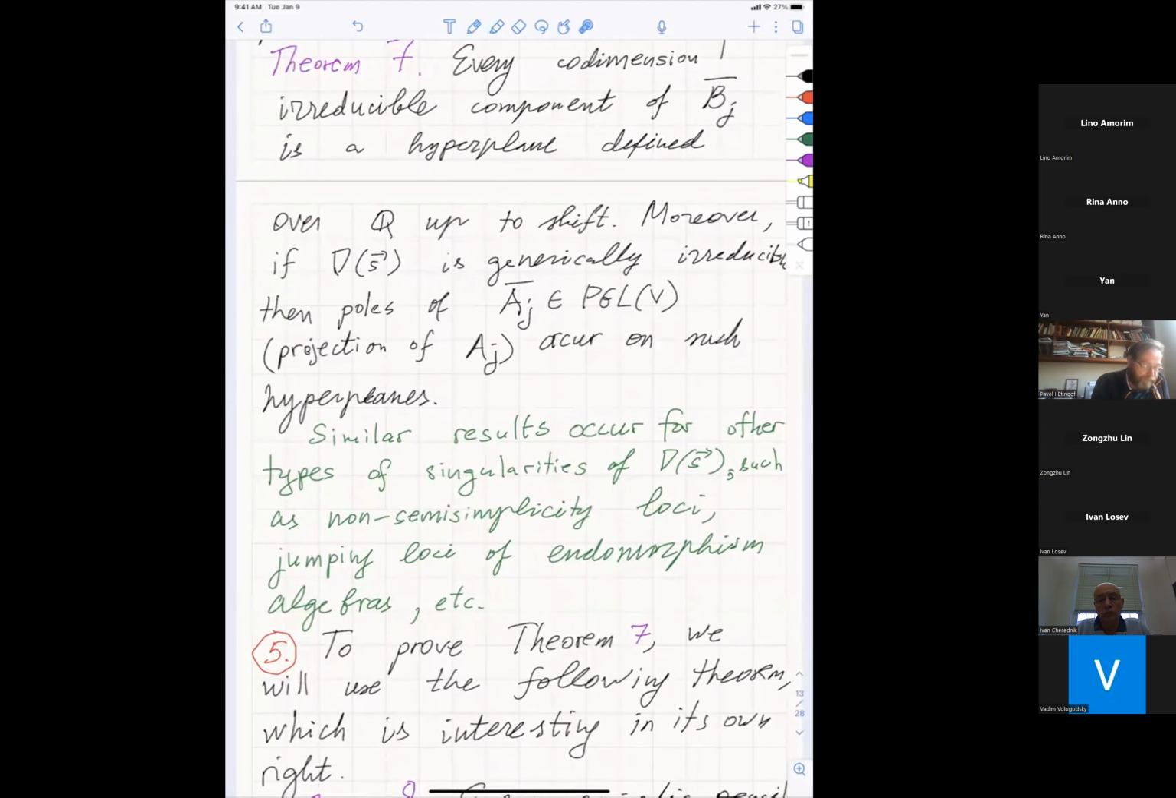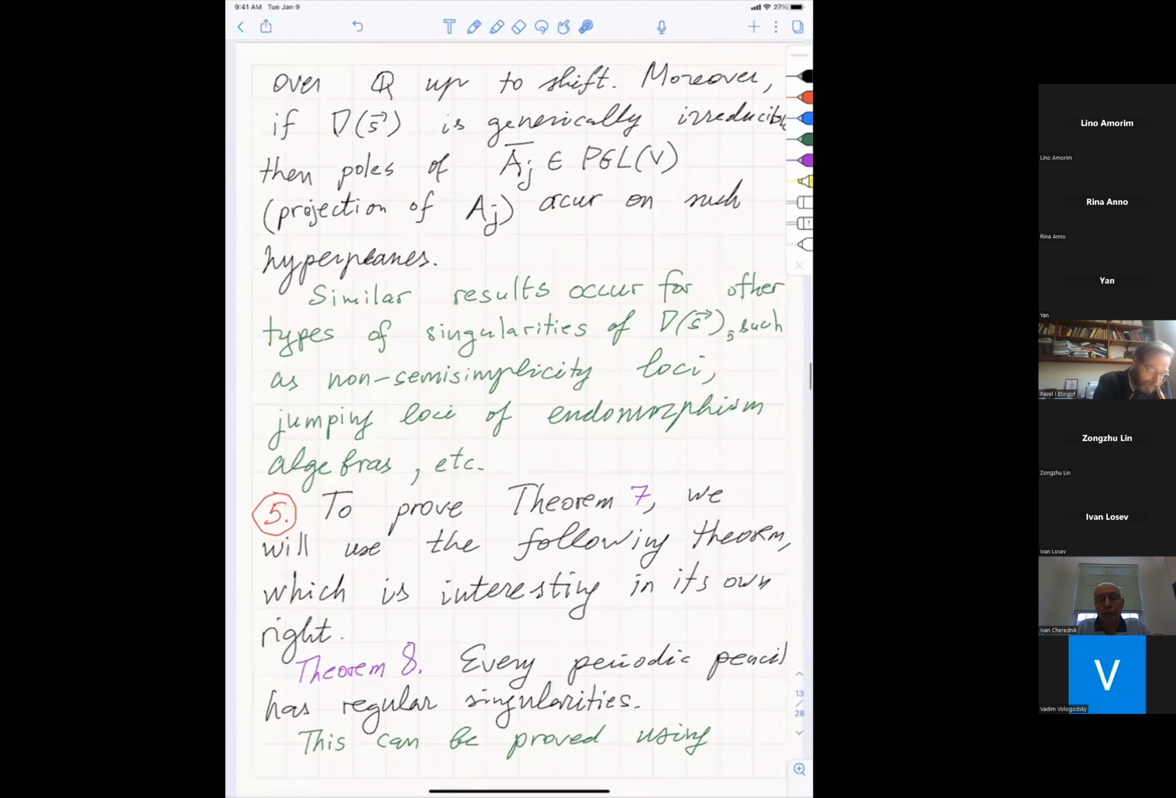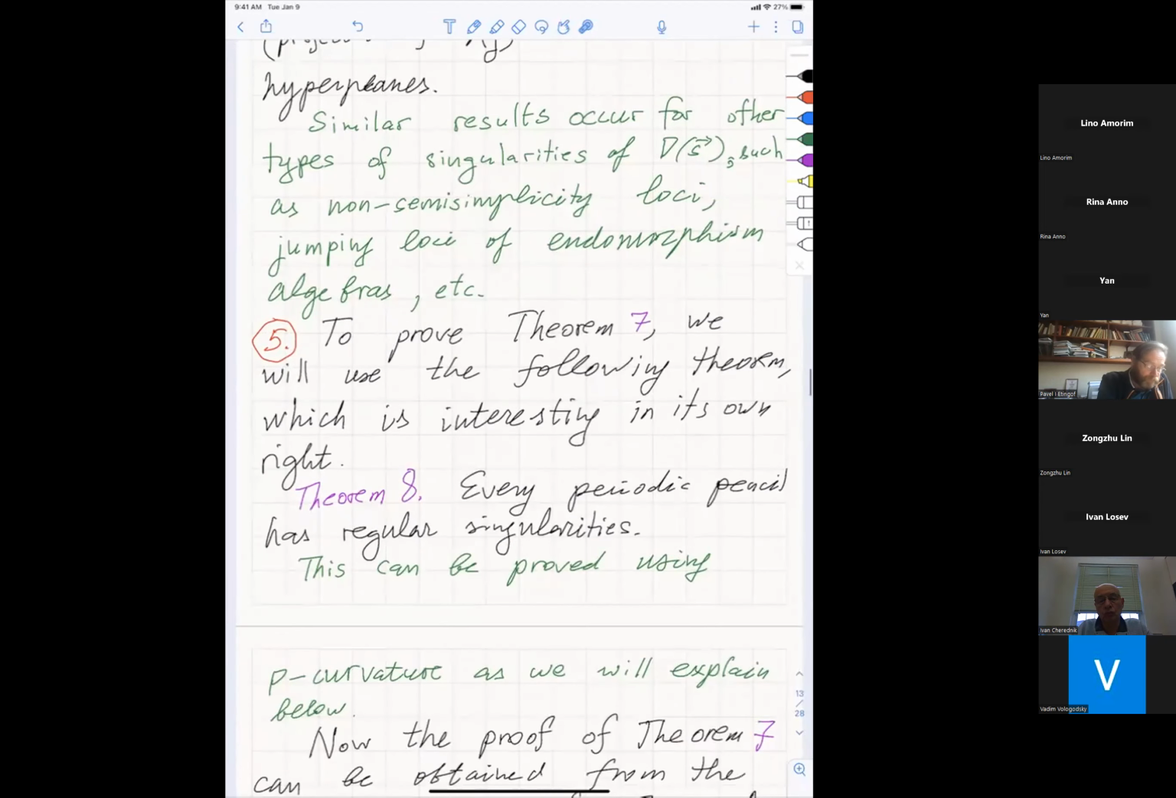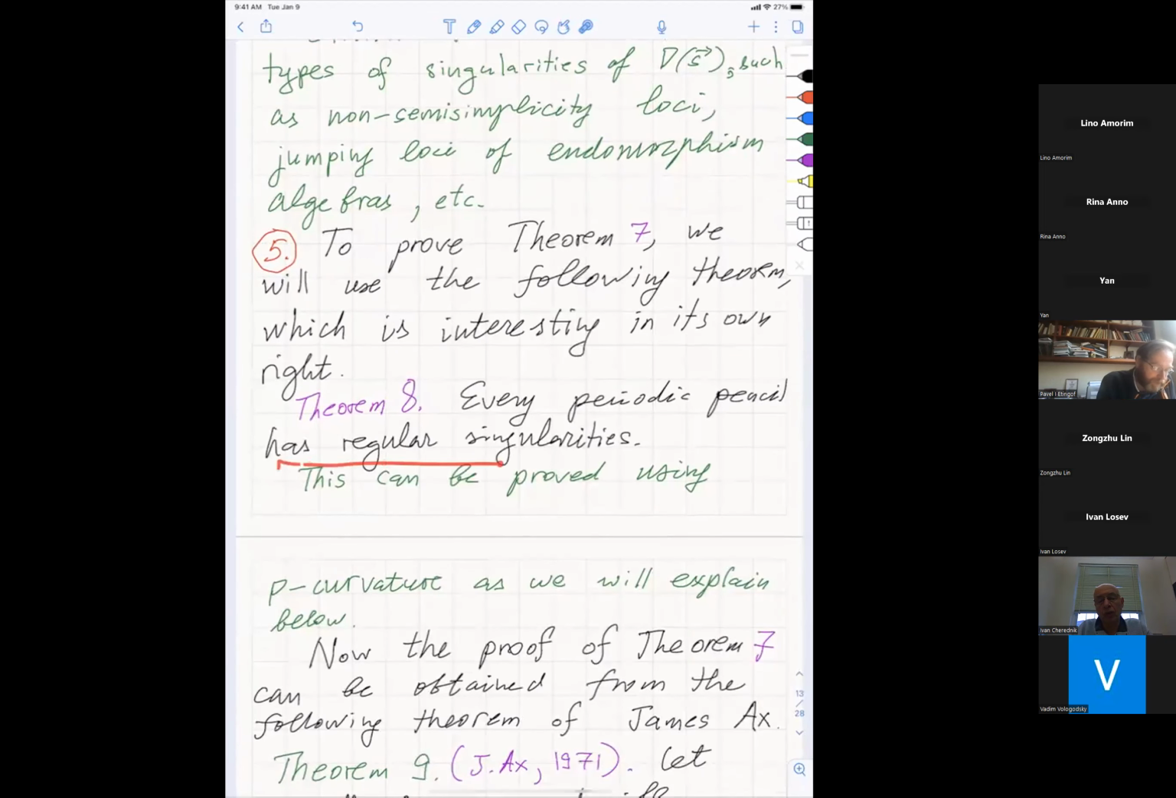And let me explain why this happens. For the proof, we use the following theorem, which is interesting in its own right. In fact, it's interesting because it is proved using characteristic p. So this proof will come later. But the theorem says that every periodic pencil has regular singularities. So this was about the question of irregular singularities. For irregular singularities, this theory works a bit differently. So some periodicity along some parameters is continuous rather than discrete. So this is proved using p-curvature, which I will explain below.